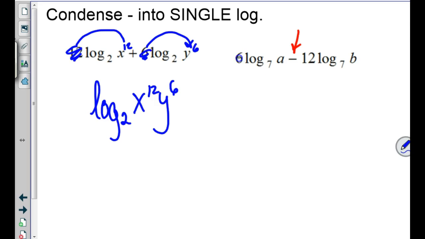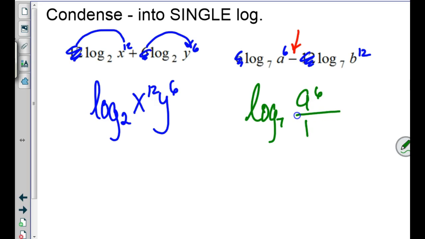You don't have that one, right? Okay. This 6 can move up here. This 12 can move up here. But what does minus mean? So I write a single log base 7 of what? Everybody good?